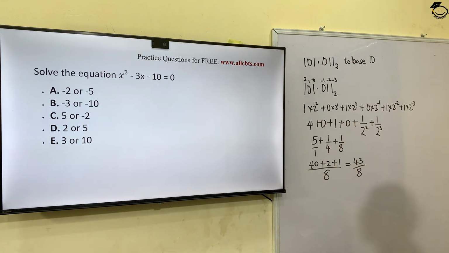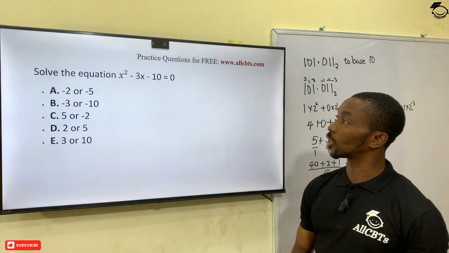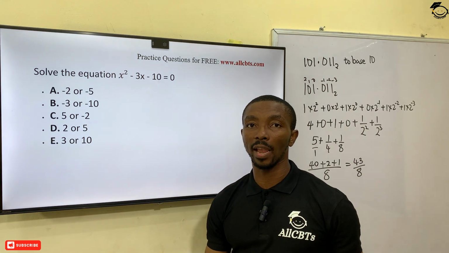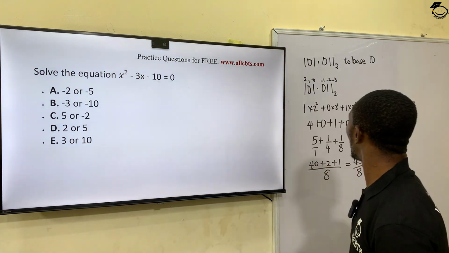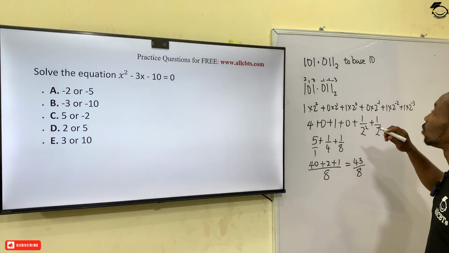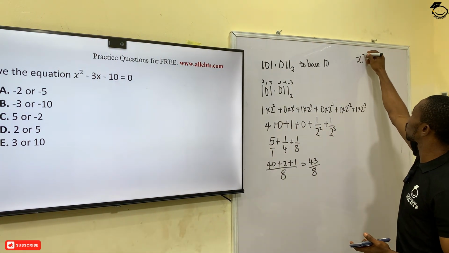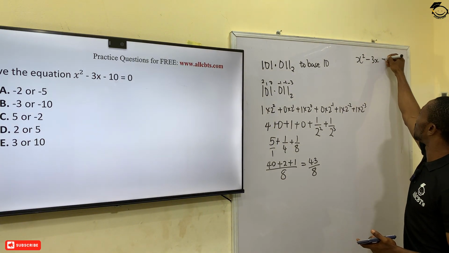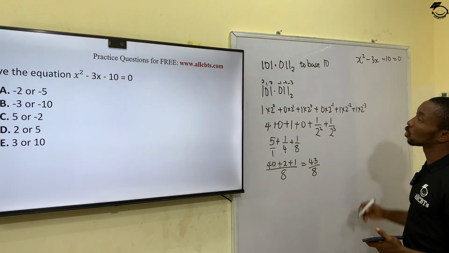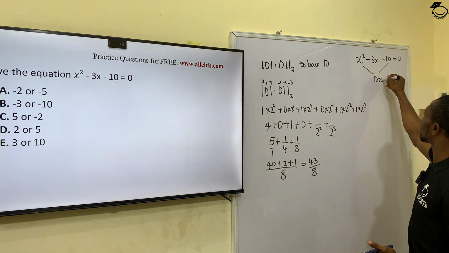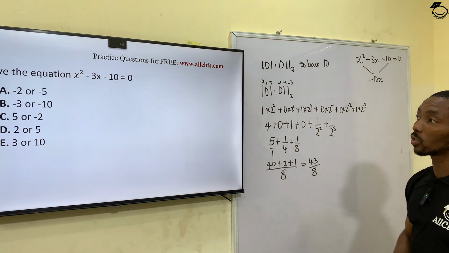The next question says, solve the equation x squared minus 3x minus 10 equals 0. Now, we are going to factorize. We are going to solve that using our factorization method, where we have x squared minus 3x minus 10 equals 0. So we'll look for the factors of 10x, minus 10x, that will give us 3x.